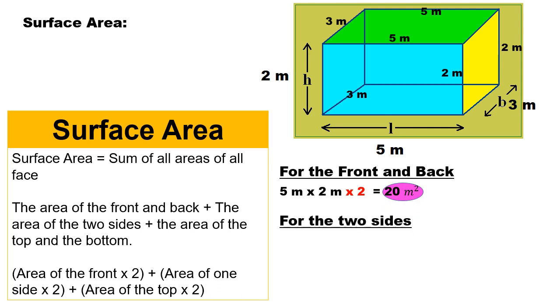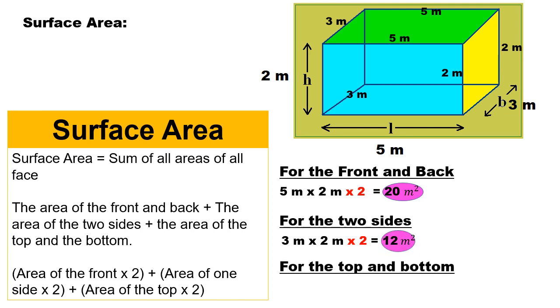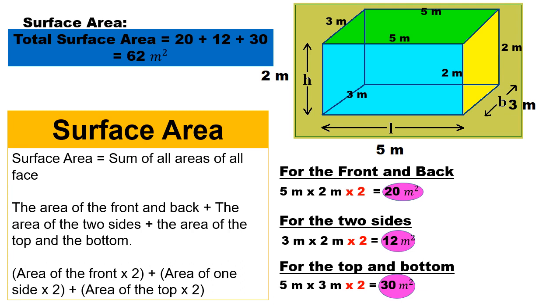Then for the 2 sides, length times breadth. For the 2 flat surfaces, can you see that it's 3 times 2? But remember, please, we times it by 2 because we double it up because it's the 2 sides, and that gives me 12 meters squared. Then lastly, for the top and the bottom, the top is the green side, so it's 5 times 3, and please remember to double it up because it's the top and the bottom, and that gives you 30 meters squared. So to get the total surface area, you add all of those 6 sides together. We only worked out 3 because the others are the same. That's why you can double up, and it gives you a total of 62 meters squared because we're working with the surface area.